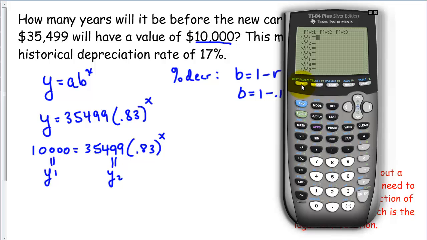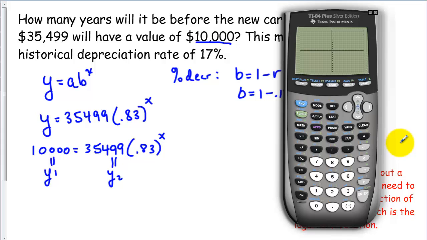So we press the y equals. And we're going to put one side of the equation into, say, function y1, so 10,000. And we're going to put our other side of the equation into y2. 35,499 times 0.83 raised to the x power. Now we could press graph. Now my window had some other value. If we want to get to the default window, we could press zoom 6, but we're not going to see anything here.